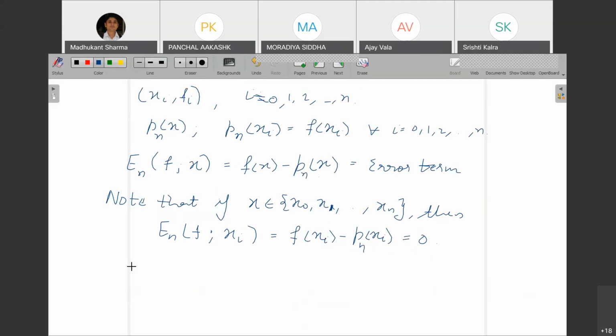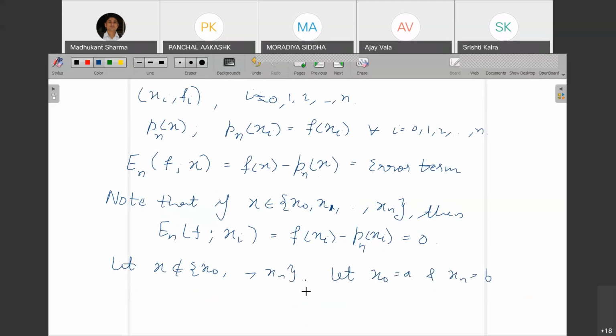So now let x not belong to the set x naught and so on to xn. Moreover, from a generalization point of view, let x naught be equal to a and the end point xn be equal to b. We don't know how the intermediate nodal points x1 to xn minus 1 are placed, whether they are equally spaced or arbitrarily spaced. We will talk about this a little later.